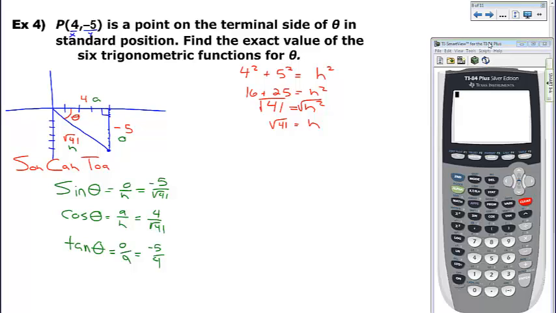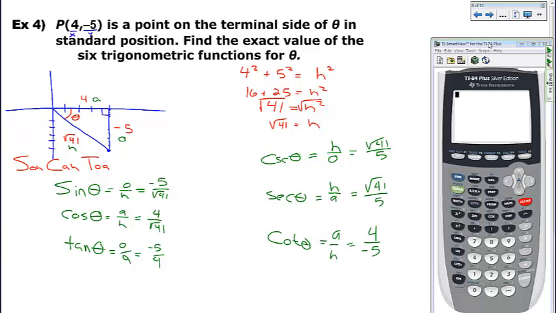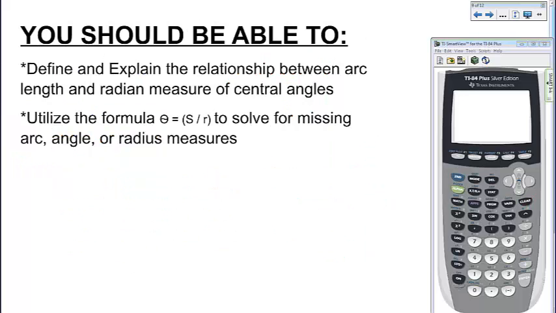Next, we need to find the three reciprocal ratios. Remember, these are cosecant of theta, secant of theta, and cotangent of theta, which are simply the flipped values of sine theta, cosine theta, and tangent of theta. Finally, what we have to do is take care of any radicals in the denominator. In sine and cosine, we have to multiply here by radical 41 in the denominator so that the radical appears only in the numerator. Here are the skills that you should be able to do after watching today's video.